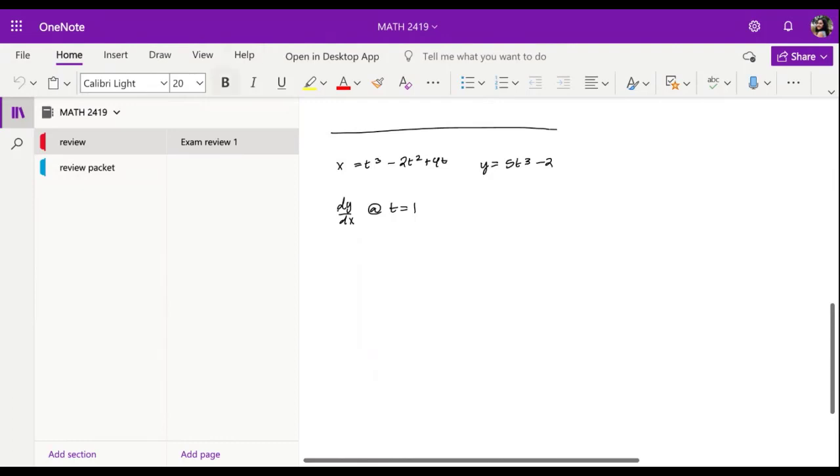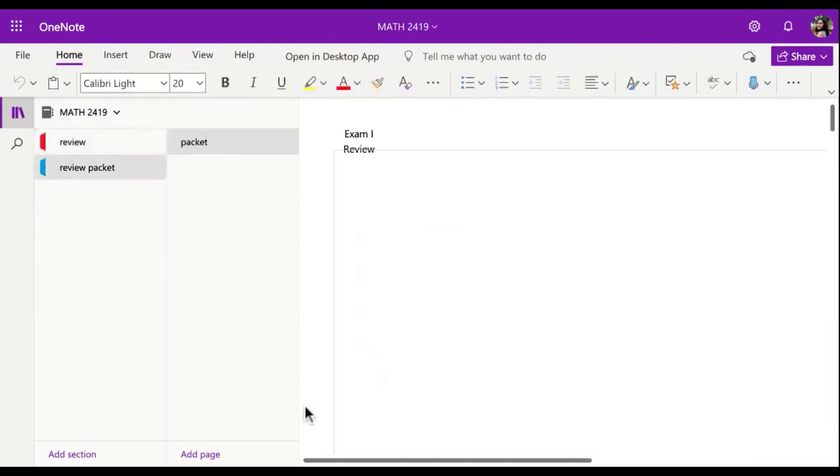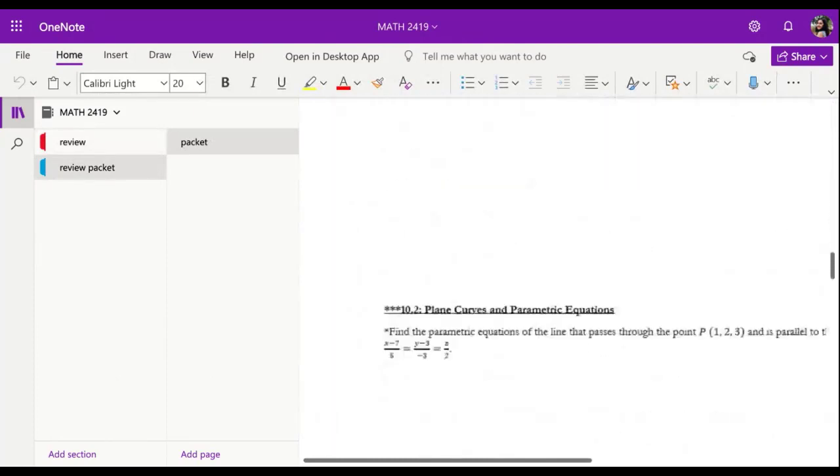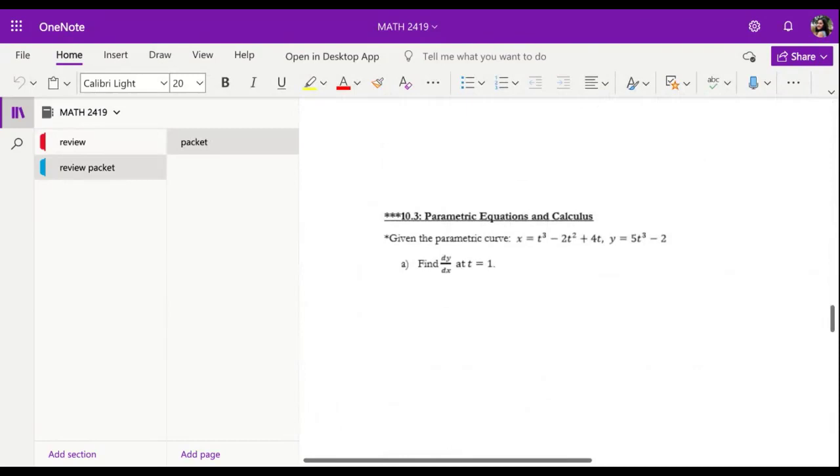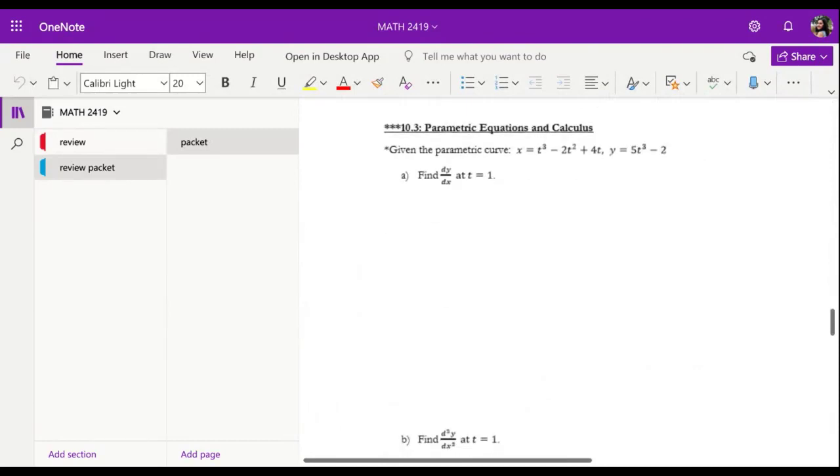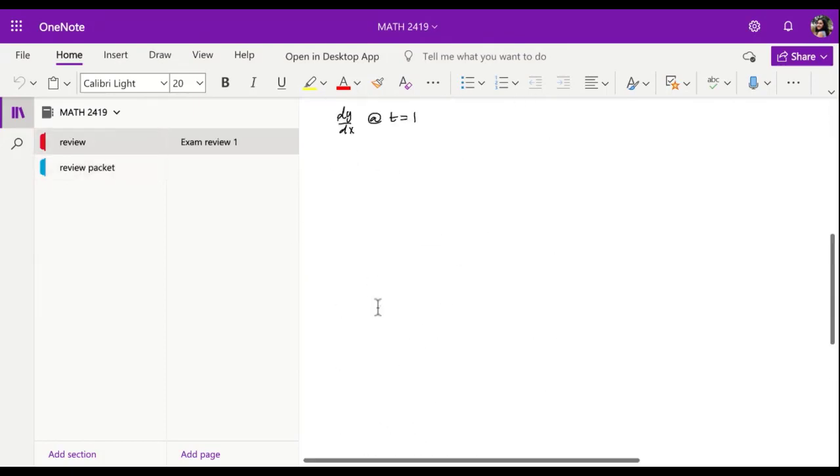Okay, perfect. So this is the question, and let's go back to it so you guys can see it again. Given the parametric curve x equals t cubed minus 2t squared plus 4t, and y equals 5t cubed minus 2, find dy dx at t equals 1. So how would we go about finding dy dx? Any ideas?